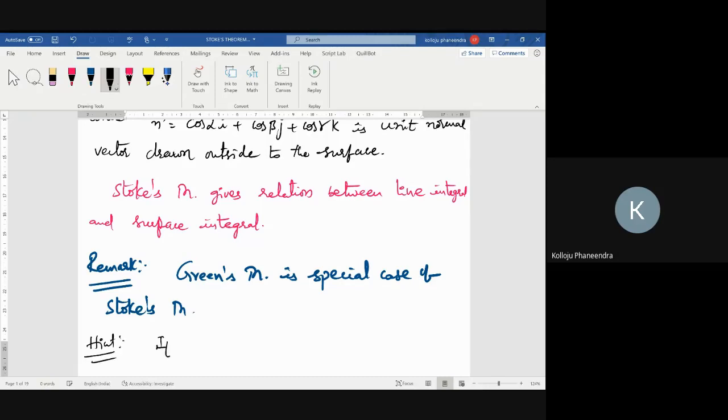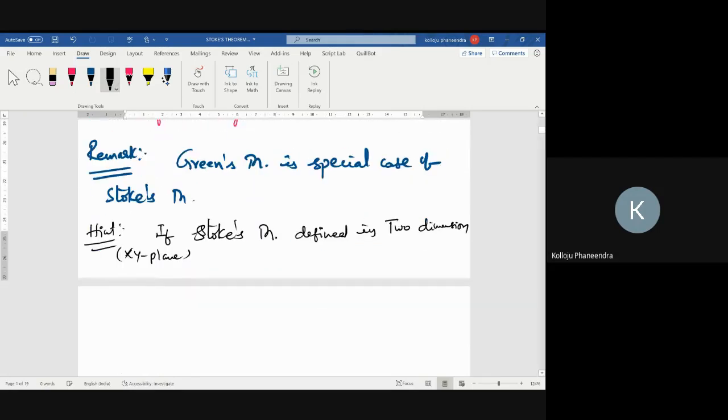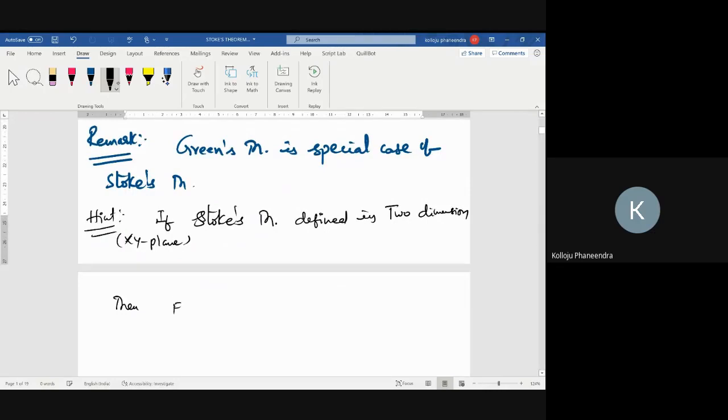If Stokes theorem is defined in two dimensions, that is the xy plane, see what happens here. Then F bar becomes just F1 i plus F2 j, right? That is nothing but F1 of x comma y i plus F2 of x comma y j. This is the vector function.